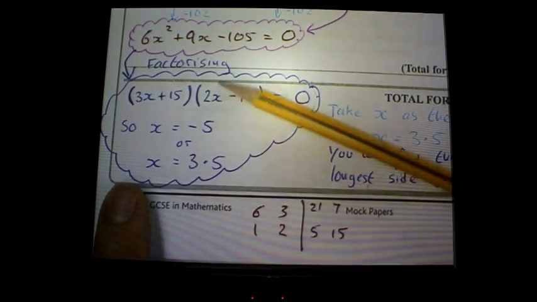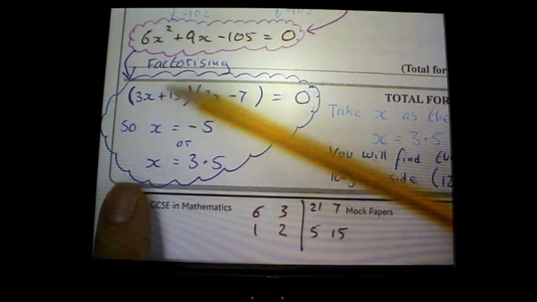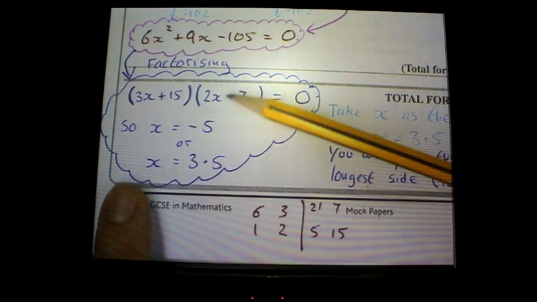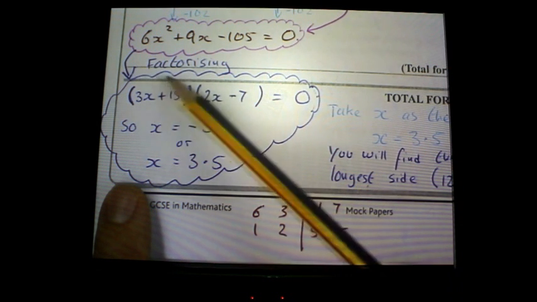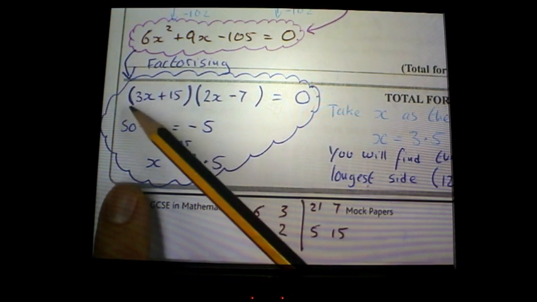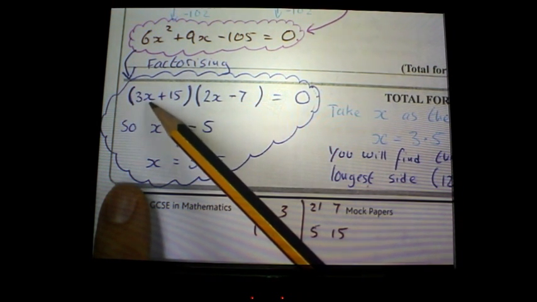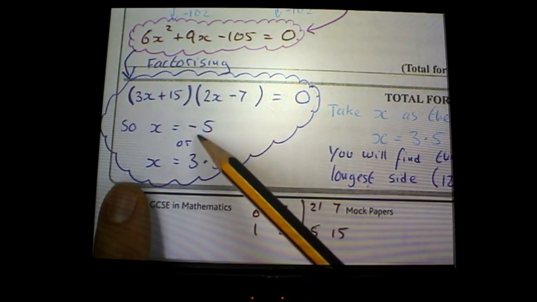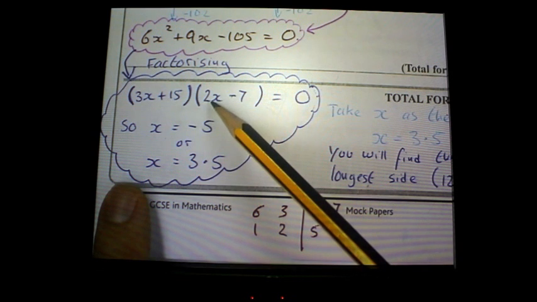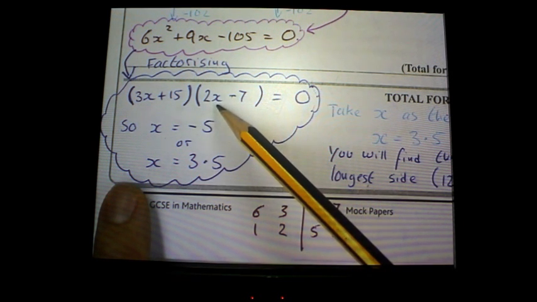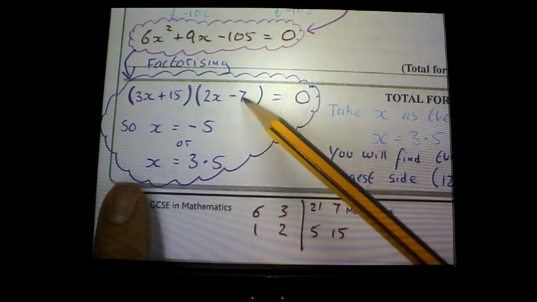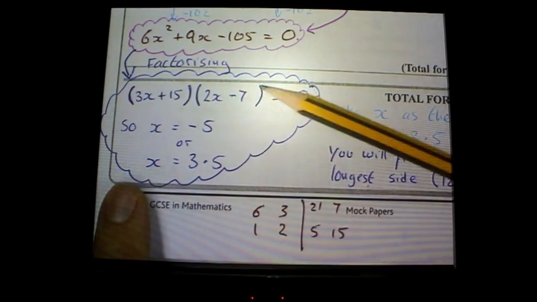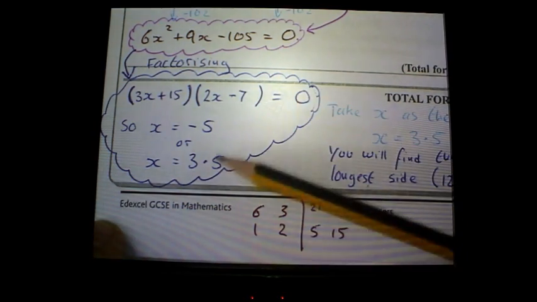So the two answers to this are, for this to be equal to 0, one of these brackets must equal 0. So that is either minus 5, because 3 lots of minus 5 is minus 15, add 15 is 0, so that's over there, or that is equal to 3.5, because 2 lots of 3.5 is 7, take away 7 is 0. So as one of those is 0, it doesn't matter what the other one is, because anything multiplied by 0 is 0. So there you go.